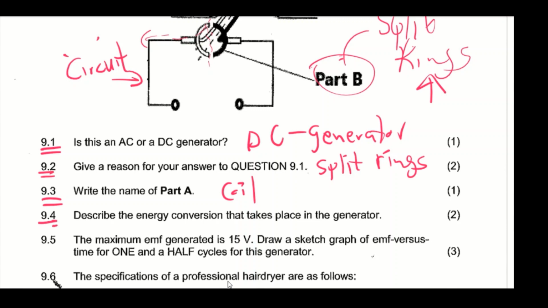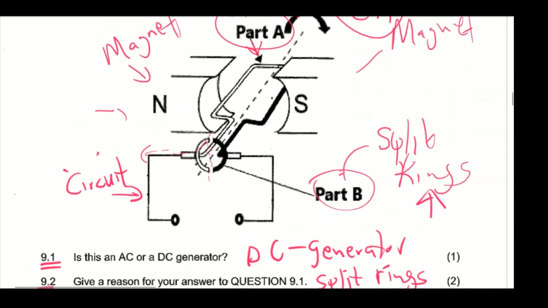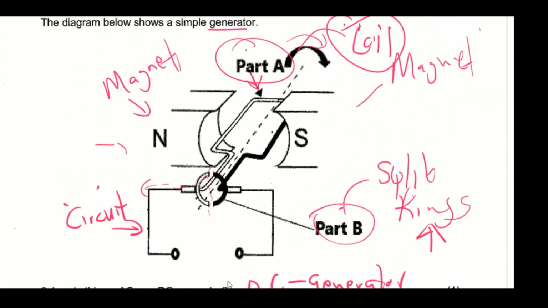So 9.4, we are told to describe the energy conversion that takes place in the generator. So this is basically mechanical energy that is happening here, right? Because you're rotating this coil, and at the same time, these magnets are coming closer and going away, and current is induced when that happens. As it's induced, it flows to this circuit here, as you can see. So that is the mechanical energy.